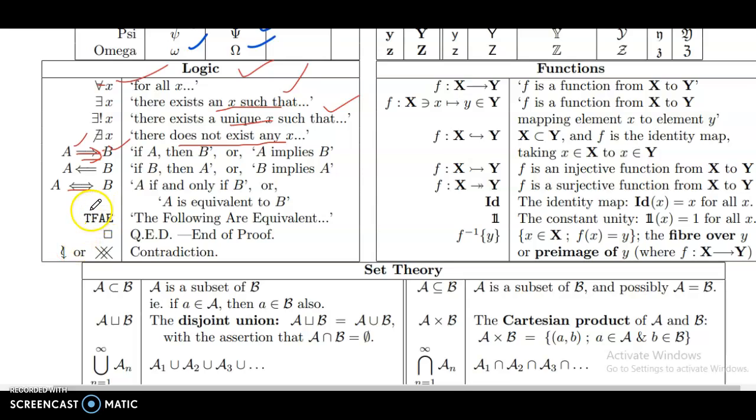Here, TFAE means the following are equivalent. QED means end of proof. Here is the symbol for contradiction, a double X crossing or a down arrow mark.